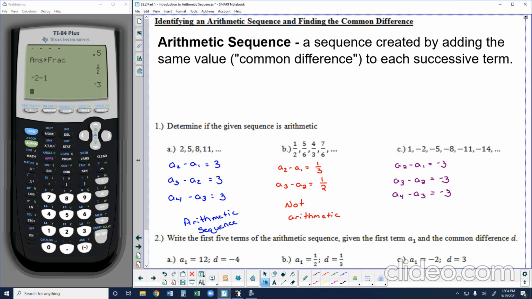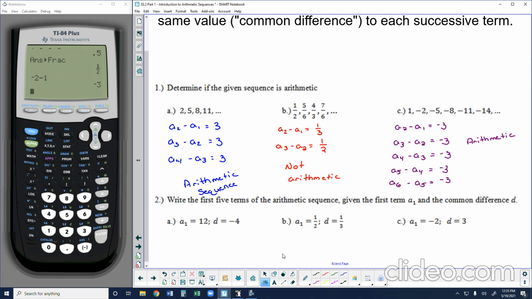And you could keep going here. We could do the fifth term minus the fourth term. So -11 minus -8 would be -3. And finally, the sixth term minus the fifth term, -14 minus -11 would be -3. This is arithmetic. So what we have to do there is see if there's a common difference. The value between each term is the same as we move through that sequence. And in cases of 1a and c, they're arithmetic.